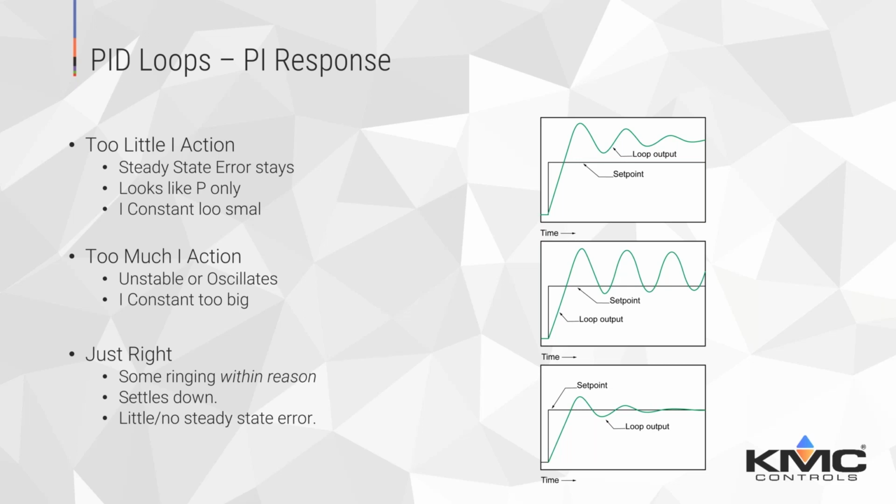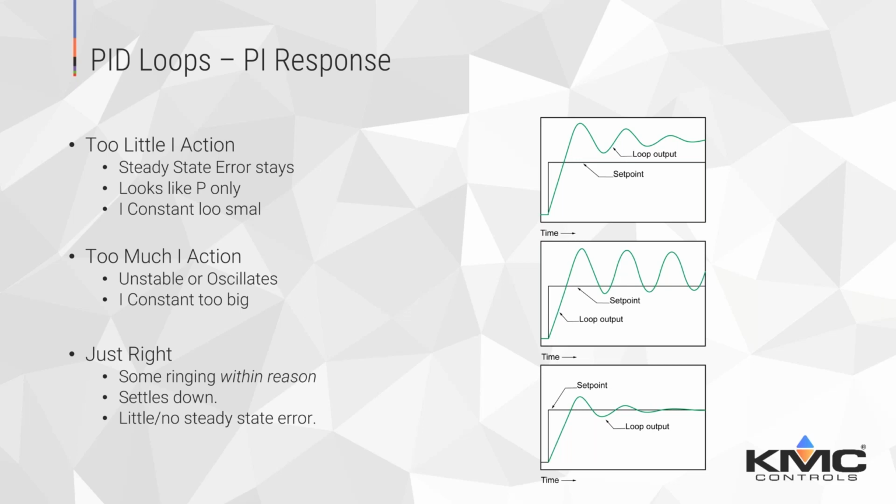If I put in a little bit of integral, again, we always recommend starting small. You may not see a change in response. Your steady state error stays, or it's not being driven down as fast as we would like. A lot of times this might look like proportional only action. And again, that's all because that I constant is too small. So if it is too small, we want to increase that, increase the number of cycles per hour, or increase that integral term to try to get a little more response and drive that error out.